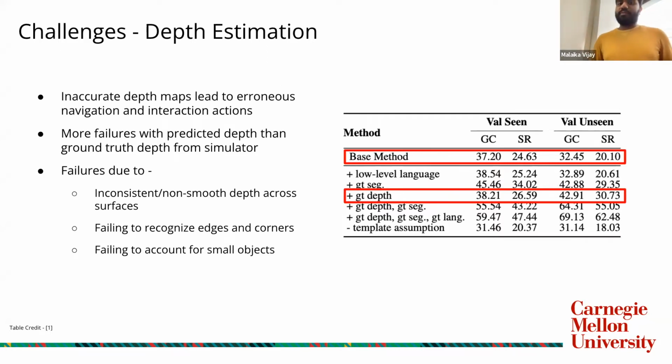The next challenge that we would discuss pertains to the depth estimation model. As you can see, inaccurate depth estimation models can lead to errors in both interaction and navigation scenarios. From the table, it is clear that when the model is provided with ground truth depth instead of the predicted depth, both the goal completion and success rate metrics increase significantly, especially in the case of the validation unseen split. These failures can range from predicting inconsistent and non-smooth depths, to being unable to recognize edges and corners, and also failing to account for small objects.